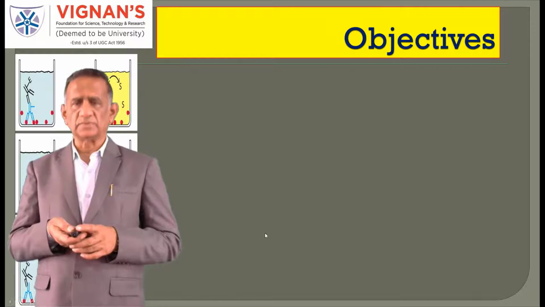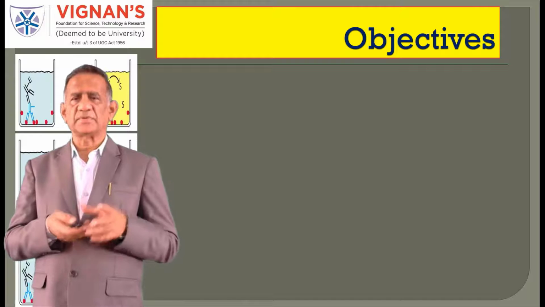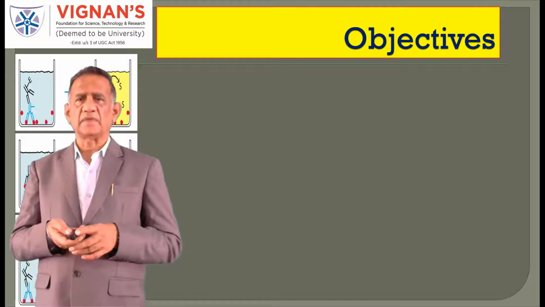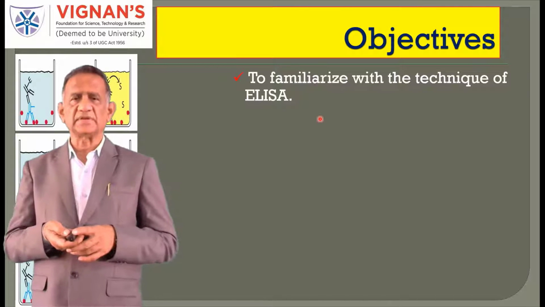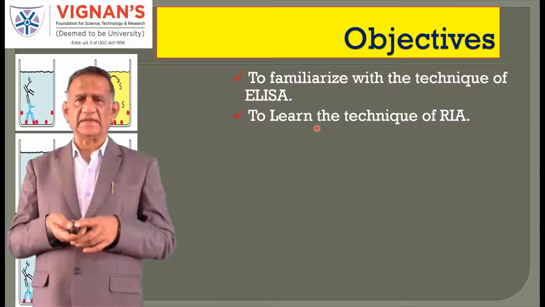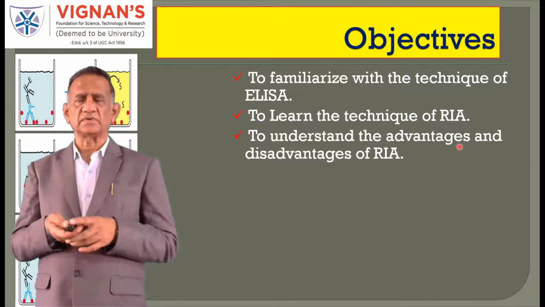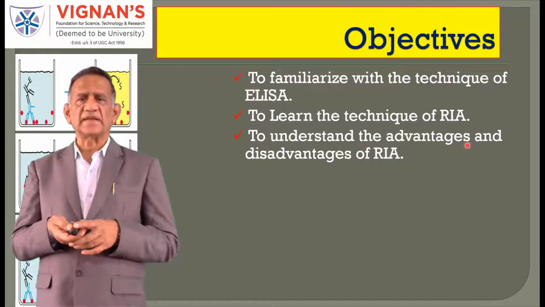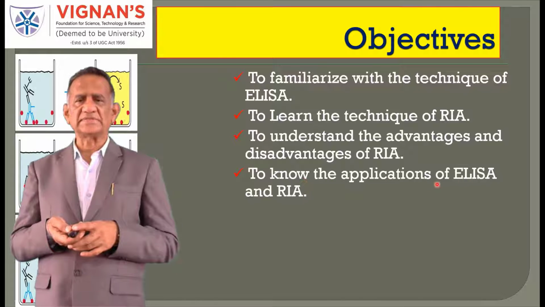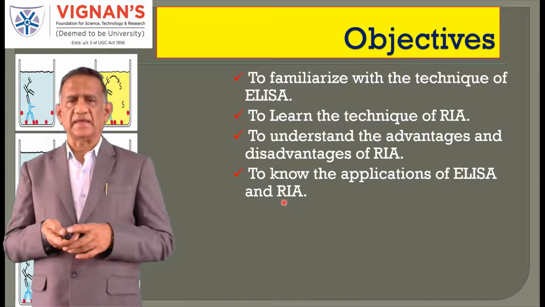So just now we have gone through a very nice video describing the procedure of the ELISA technique. Let us review the same again. The objectives of this presentation are to familiarize with the technique of ELISA, enzyme linked immunosorbent assay; to learn the technique of radioimmunoassay, for which the Nobel Prize was given to Rosalind; to understand the advantages and disadvantages of radioimmunoassay; and to know the applications of ELISA and RIA.